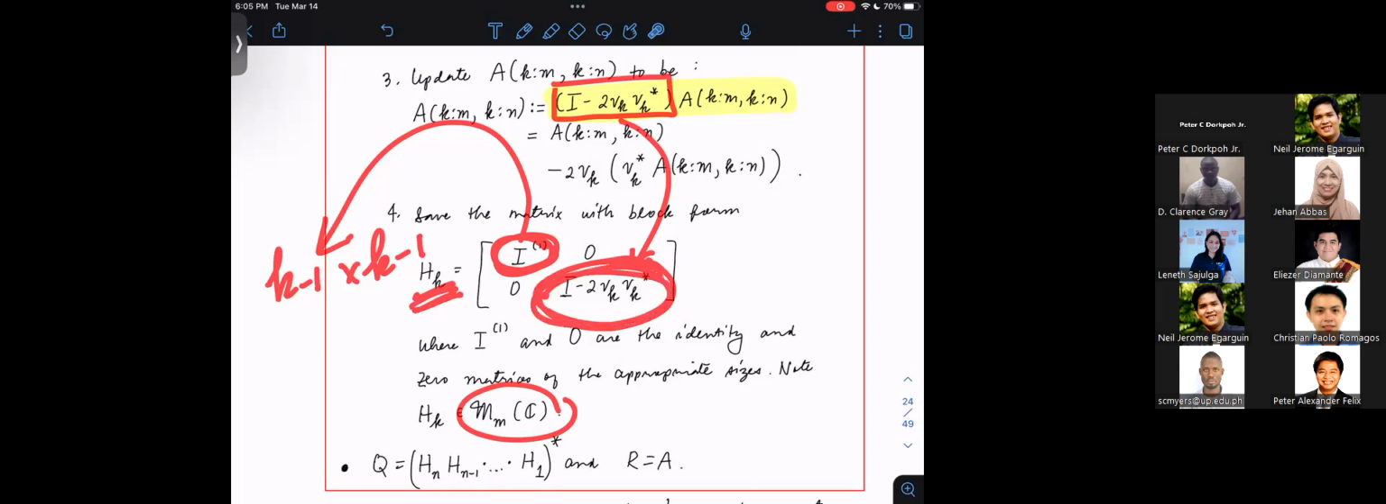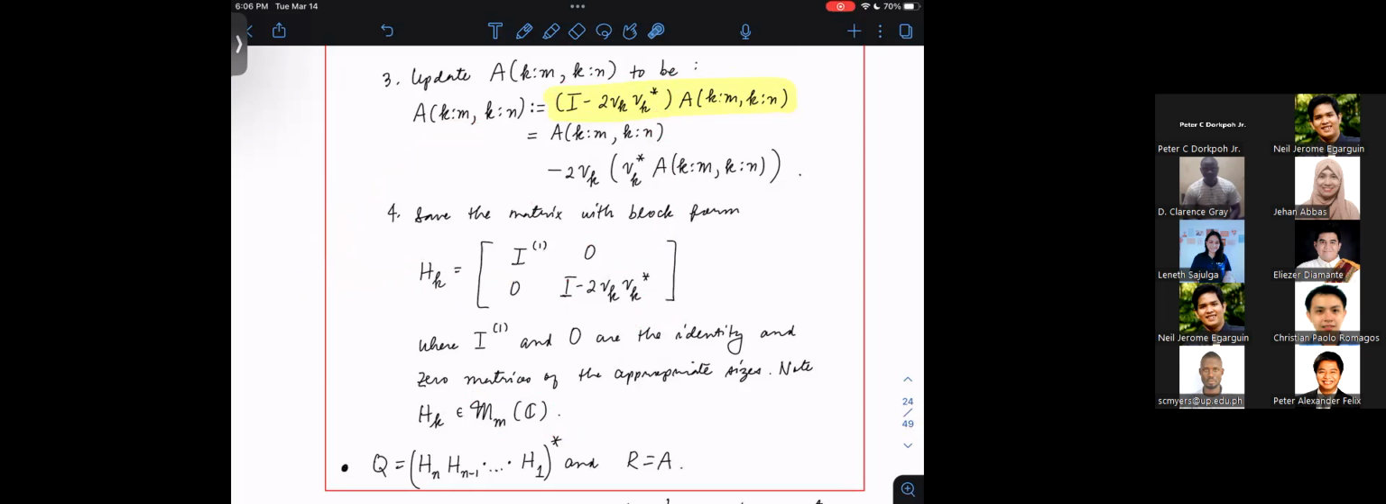This guy will already take care of the m minus k plus 1 rows and the m minus k plus 1 columns. So I still need additional k minus 1 rows and additional k minus 1 columns for H sub k to be m by m, right? So this should be appropriately sized. Oh, let me check that. Should that be k minus 1 by k minus 1? And then everything else will be 0. Yeah, I think so. We can verify it further with an example later. So yeah, thank you, Lynette.